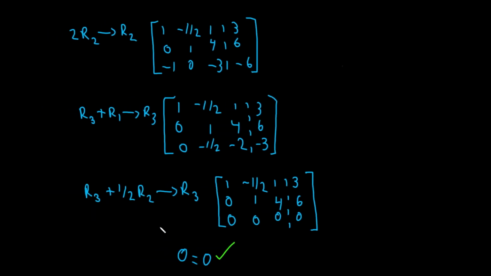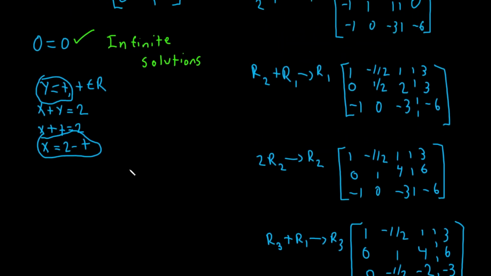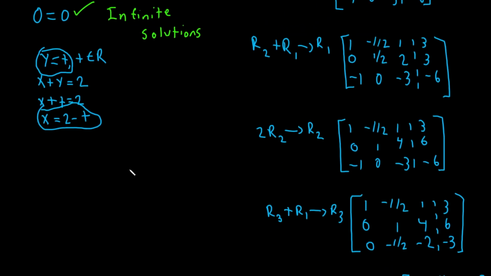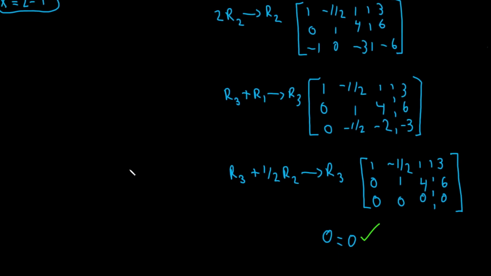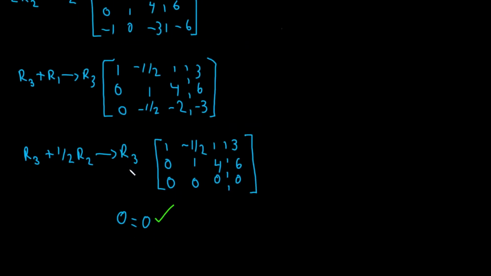Just like the 2 by 2 matrix up here. Let me just go over to it. Here, we once again had the case that 0 is equal to 0, so even there we had infinite solutions. Now, just like the 2 by 2 matrix, for any system that has infinite solutions, we need to be able to describe the set of infinite solutions.